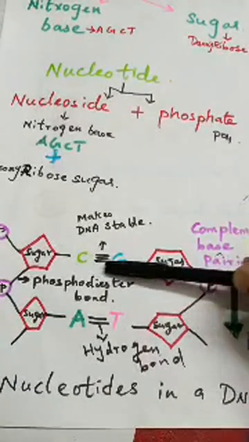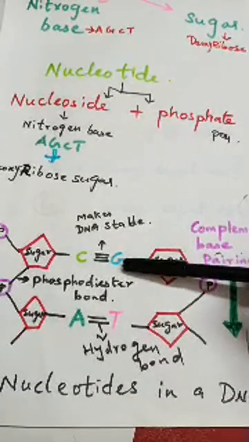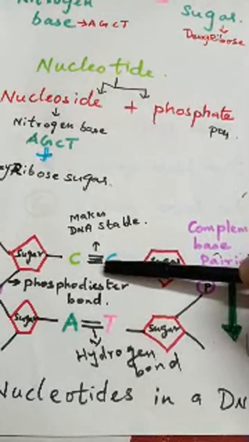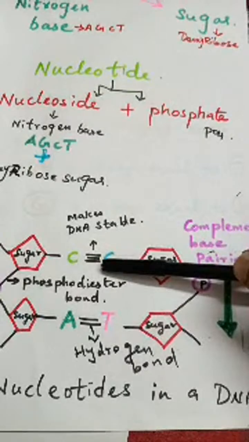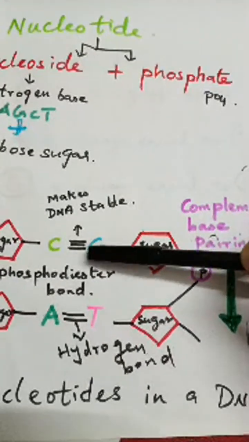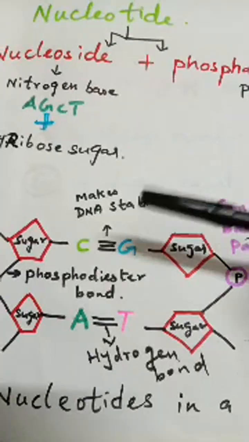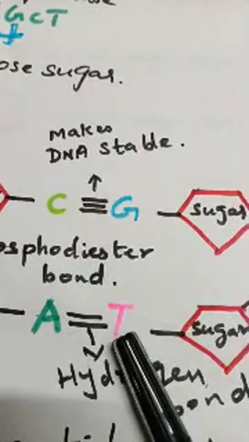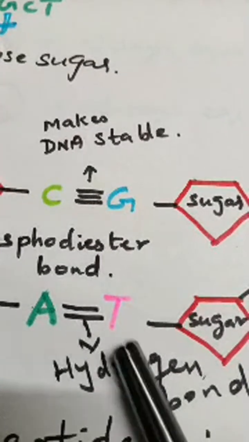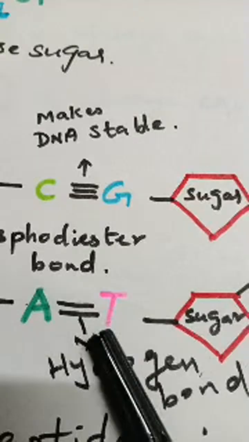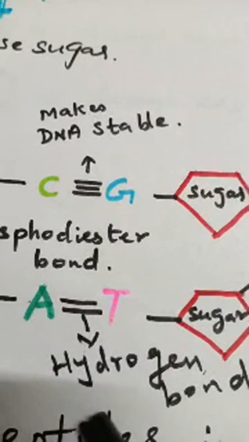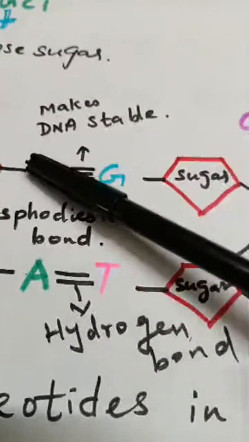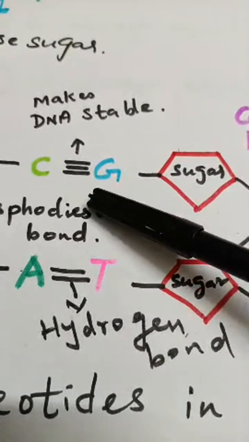If you see, there are three lines between the cytosine and guanine. How many lines are there? There are three lines. These three lines are known as the hydrogen bonds between the nitrogenous bases. And then if you look at adenine and thymine, there will be two hydrogen bonds between them. So this is a double hydrogen bond between adenine and thymine, and between cytosine and guanine it will be a triple bond.